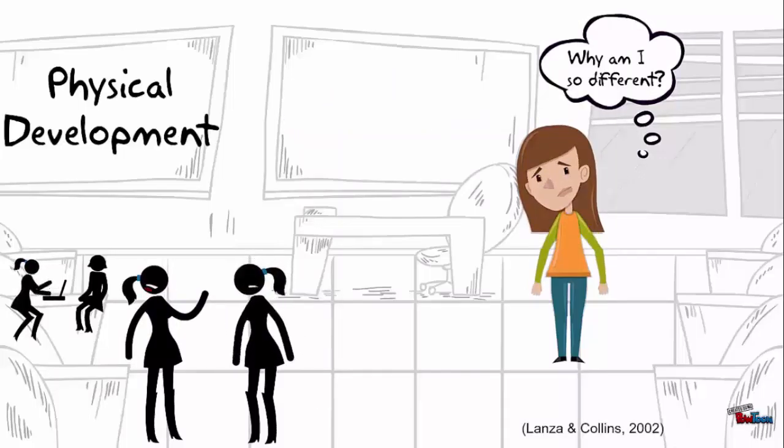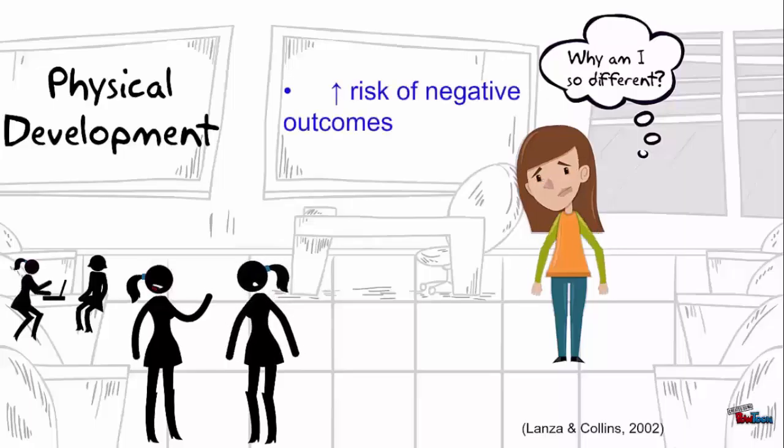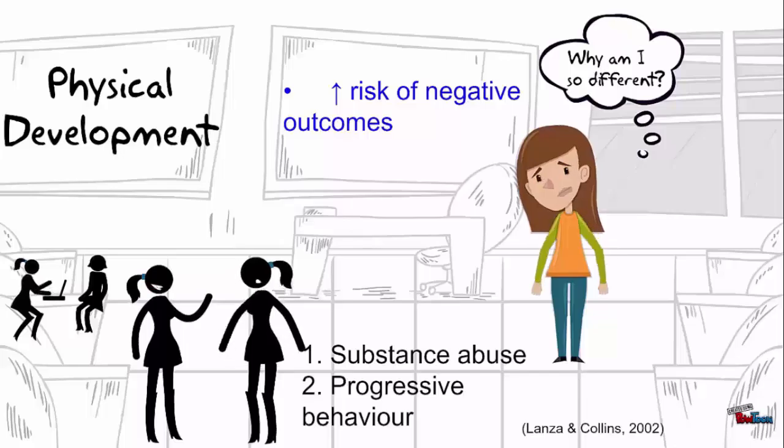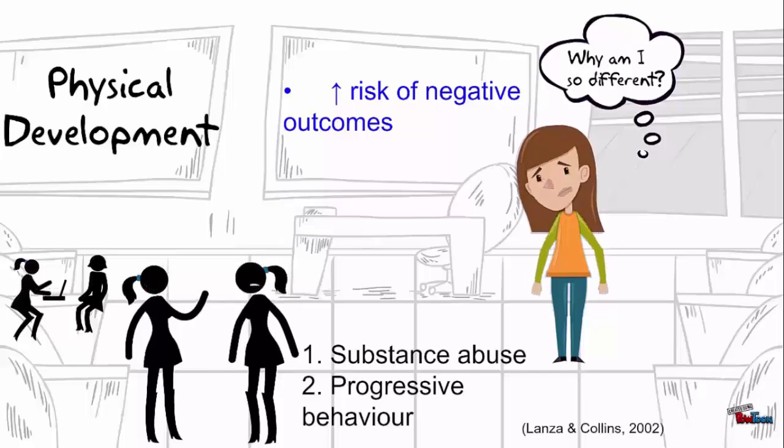Research conducted by Lanza and Collins in 2002 concluded that the risk of substance abuse is increased if the female adolescent matured earlier than her peers. The study also demonstrated that these at-risk females are more likely to progress in this behaviour in more detrimental ways. For example, if the adolescent begins experimenting with smoking, they are more likely to, in future, progress to alcohol consumption and subsequently different forms of drug use.